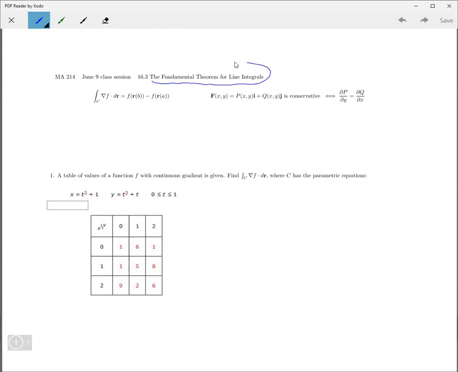Fundamental theorem for line integrals. And then after that, we're going to get into Green's theorem. So essentially, if you're integrating the gradient of a function dx, then the integral is just going to be f of the endpoint of the path minus f of the beginning point of the path.